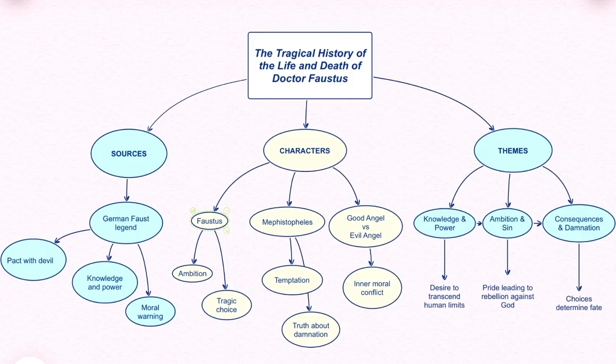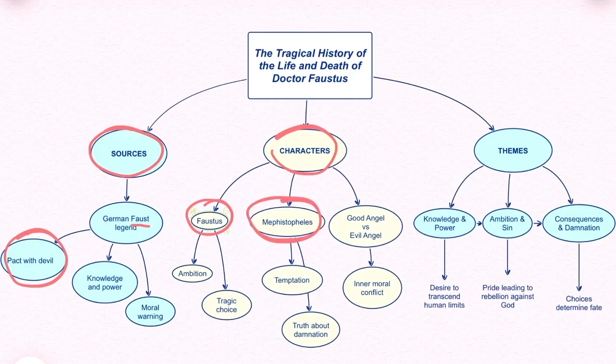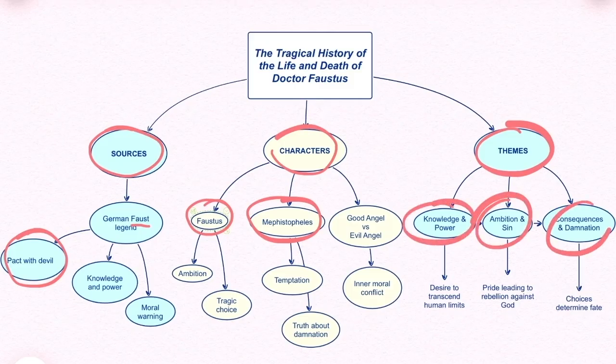Look at your mind map. It's not a random list, but a logical chain of meaning. The source gives us the starting situation. A scholar, a Renaissance humanist who makes a pact with the devil. This pact then shapes how the characters behave and come into conflict with one another, especially Faustus and Mephistophilis. Through these actions, the play develops its themes of ambition, knowledge, and the consequences of choice.